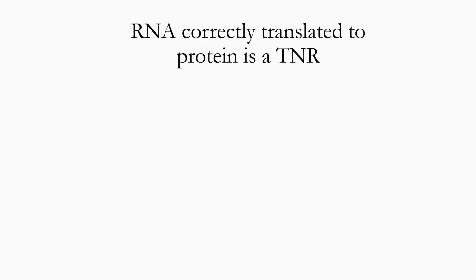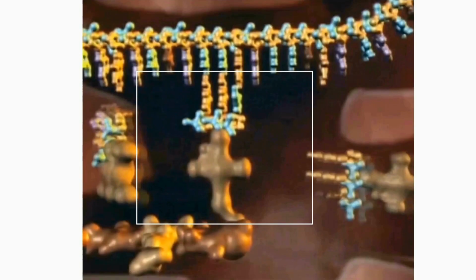RNA correctly translated to a protein is a TNR. Bearing in mind the problems being created by synthetic messenger RNA, also bearing in mind the research of Brody, Kyrie, and others about the lies being told in the media, it's worth noting that in every valid mapping of the intended amino acid, we have a TNR. The synthetic messenger RNA in COVID injectables, however, is a lie in every instance.